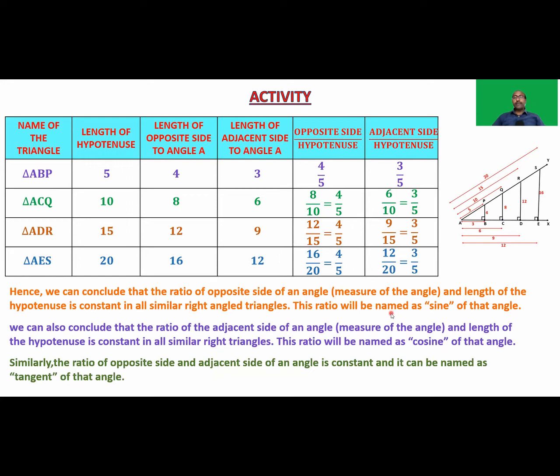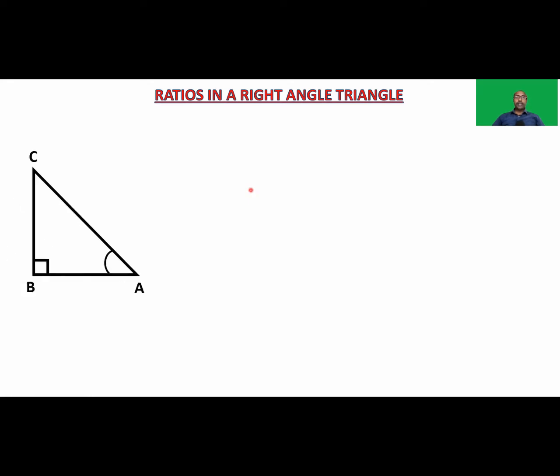Okay, students. Now let us see how to write ratios in a right angle triangle. Take a right angle triangle in which the right angle is at B and AC is the hypotenuse. So in this right angle triangle, with respect to angle A, the opposite side is BC, AB is the adjacent side, and AC is the hypotenuse.